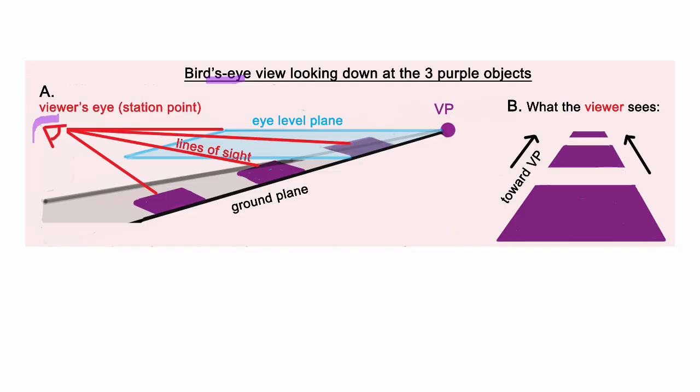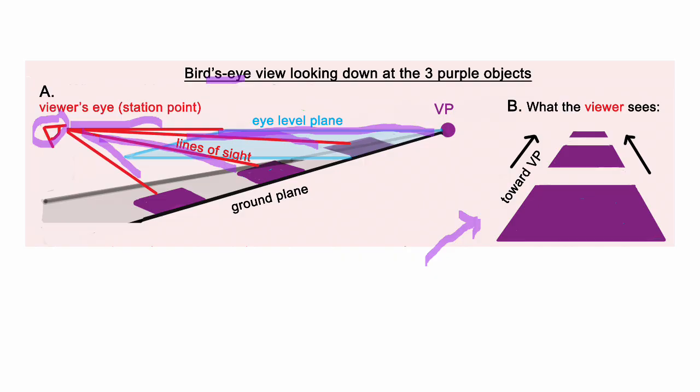This diagram shows a bird's eye view looking down at the purple objects. I represent the station point as the viewer's eye, located on the eye level plane. Her lines of sight travel from the eye to each one of these squares. As she looks towards the distance, her line becomes more and more horizontal, and when she finally looks at the vanishing point, she has reached the eye level viewpoint. Notice that her eye tilts down but remains at the station point. This shows what she sees.